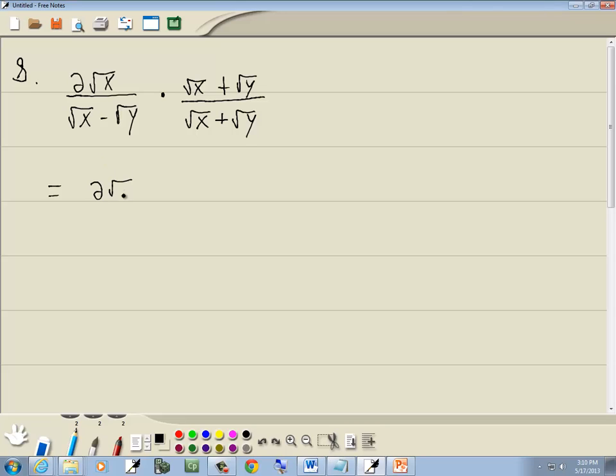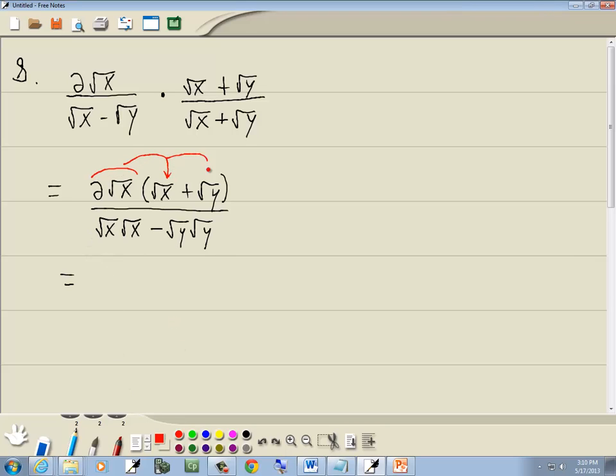So we're going to have 2 square root of x times square root of x plus square root of y. And down below, since these are conjugates, we just have to multiply our first parts together. Square root of x times square root of x minus, and multiply our last parts. Square root of y times square root of y. Well, up on top, I'm going to take this 2 square root of x times square root of x and times square root of y.